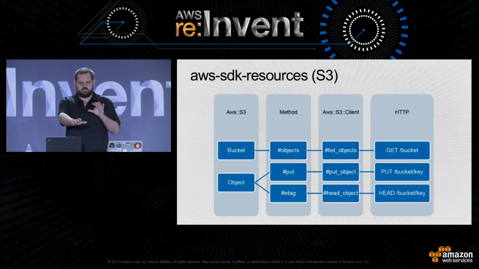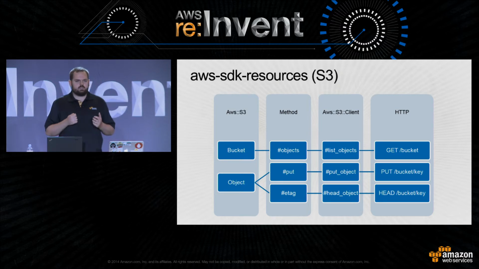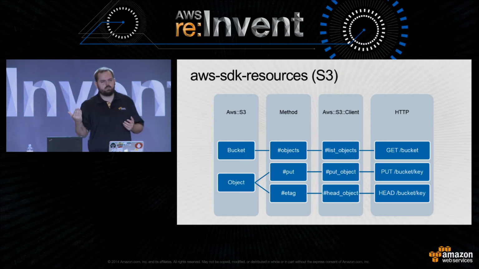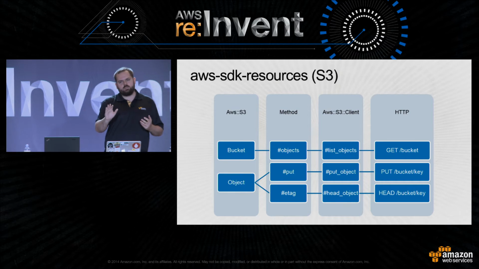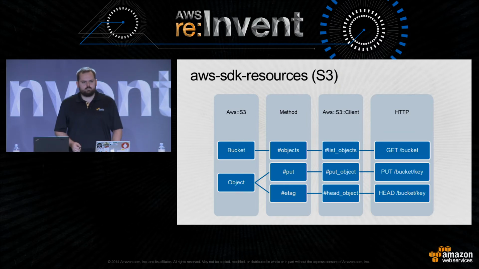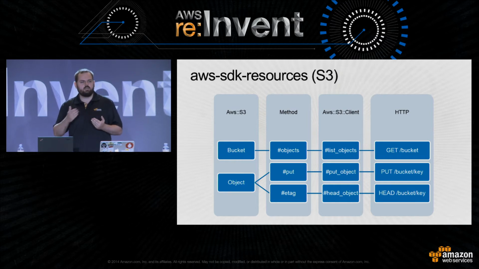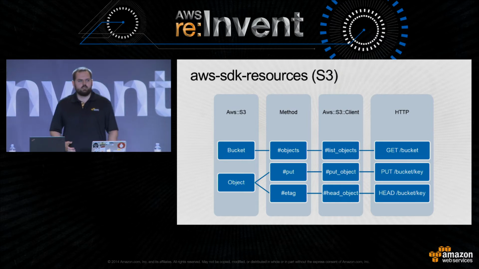So this looks pretty similar to what we showed you before. The idea here is it's almost the same. You have the mapping of the HTTP call to a client method, which maps to a resource method that we assign to the appropriate resource object. So for example, if you're calling object.put, this will map in the bucket name and the key of the object based on how the object resource was built.